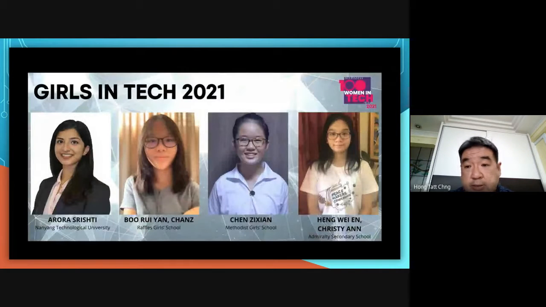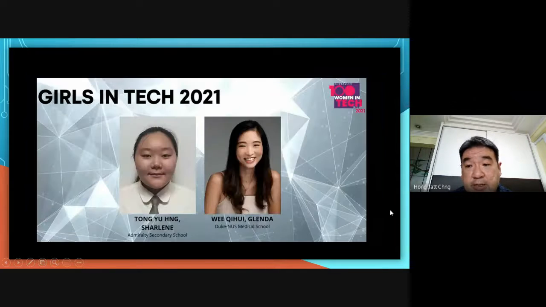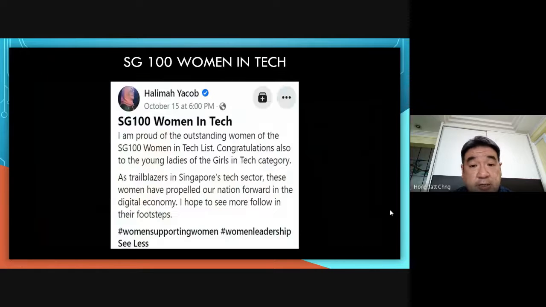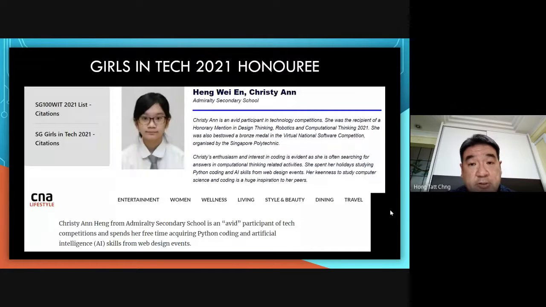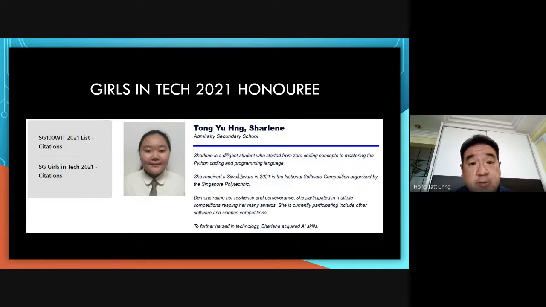Over here, Christy is one of them, and we also have Charlene. We have President Halimah Yaakob congratulating them, as well as ministers congratulating them. Those honorees, in their reflections, mentioned that AI is something that impacted them, and it is worth noting that you can see a lot of female students getting excited over coding as well.